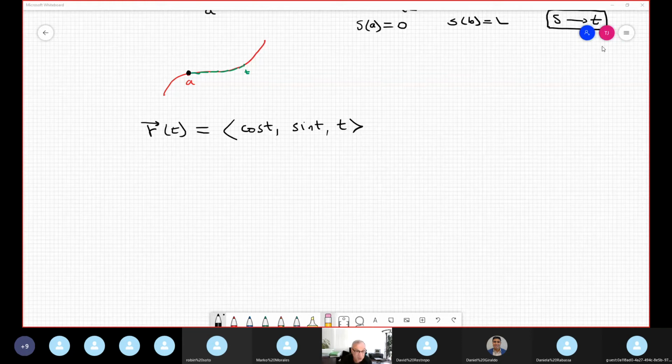Suppose I want to find the reparameterization. You see clear now after I compute the first derivative and get the velocity. The first derivative: the derivative of cosine is minus sine, comma, the derivative of sine is cosine, and the derivative of t is 1. This is r prime, equivalent to dr/dt.